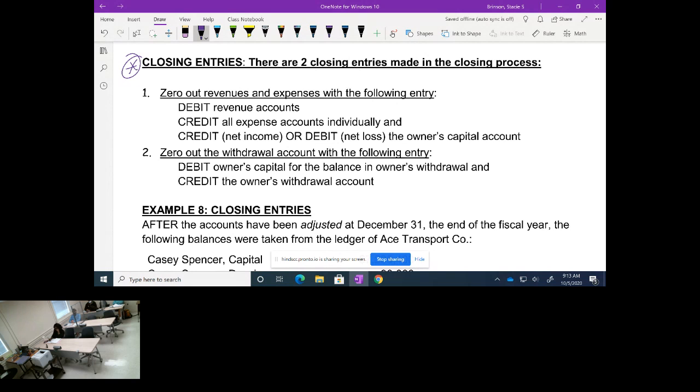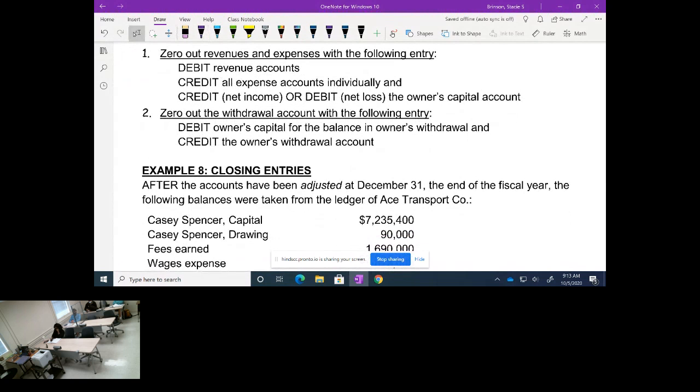Now, if you had a net income, you would wind up crediting the capital account. If you had a net loss, you would end up debiting the capital account. All right, then the second entry is to zero out the withdrawal account by debiting capital and crediting your drawing account. And remember, the goal of this is to zero out the balance of these things. So we're going to do the opposite of what we would normally do.